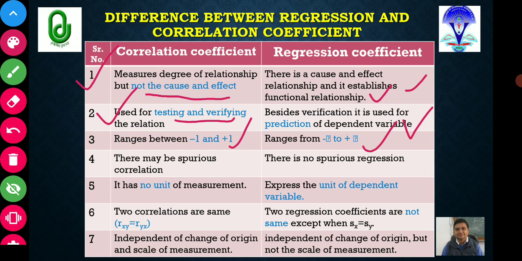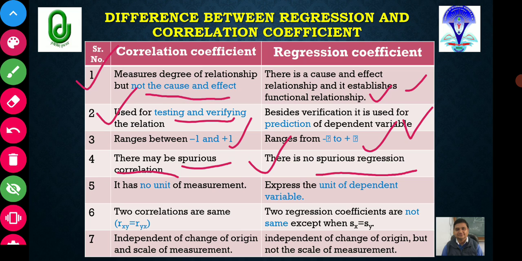Then, in the correlation coefficient, there may be spurious correlation. Spurious correlation means the correlation which is not getting explained. It is due to some other reason. When we are talking about x and y, there may be a relationship, but it is not due to x and y, but it may be due to certain other factors. But in case of regression coefficient, there will not be any spurious regression.